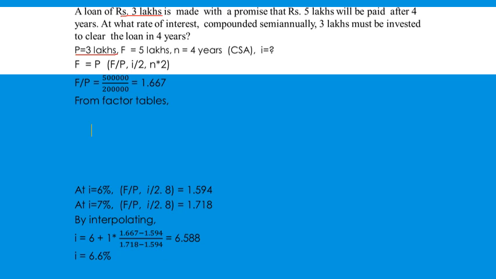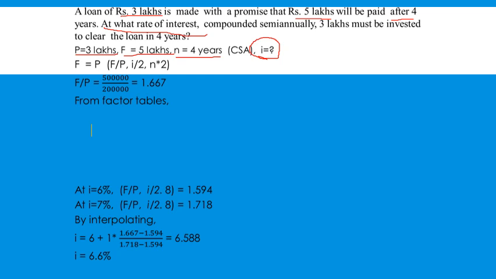5 lakhs will be paid after 4 years. What does that mean? You are paying this 5 lakhs after 4 years. That means after some time. That is nothing but your F. What is N? N is 4 years. So what is unknown? Compounded semi-annually. At what rate of interest? What rate of interest means what? I is equal to what? I is to be calculated here.